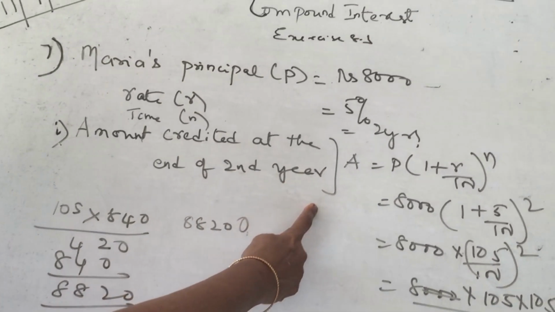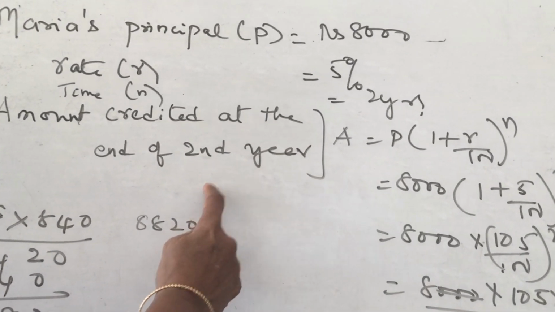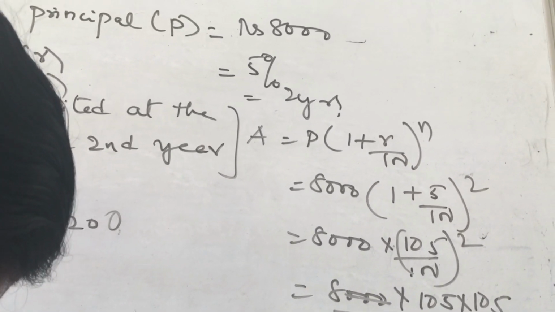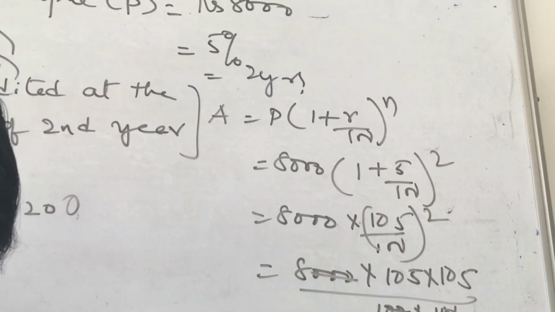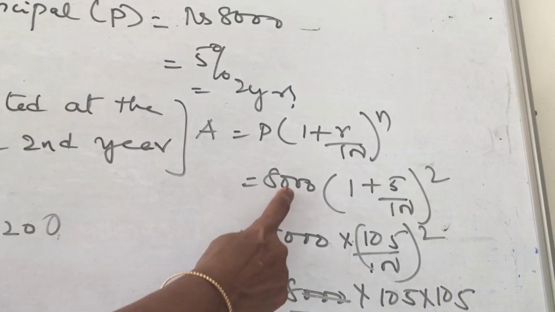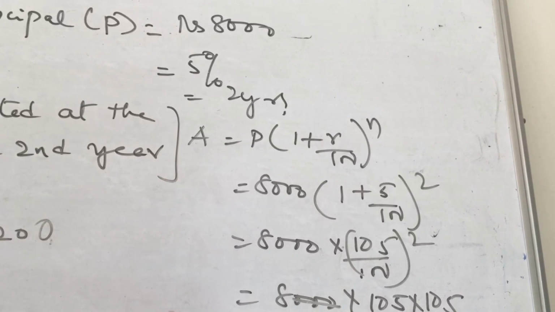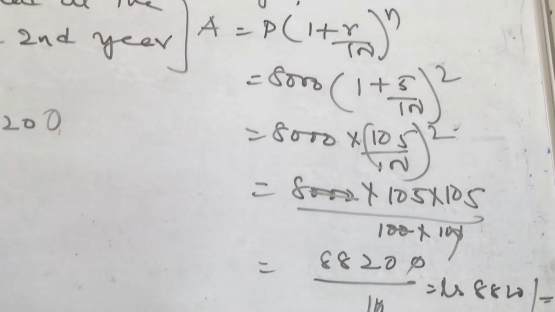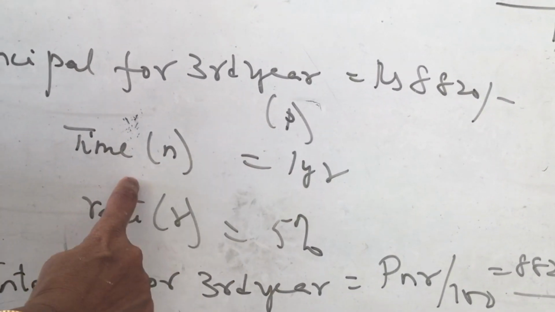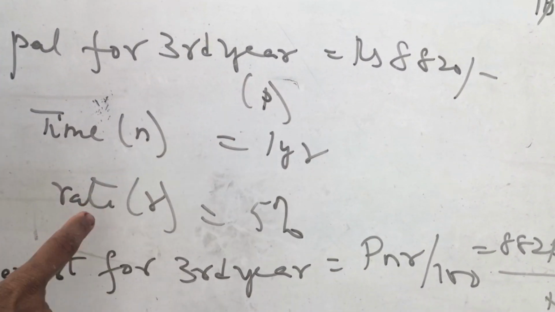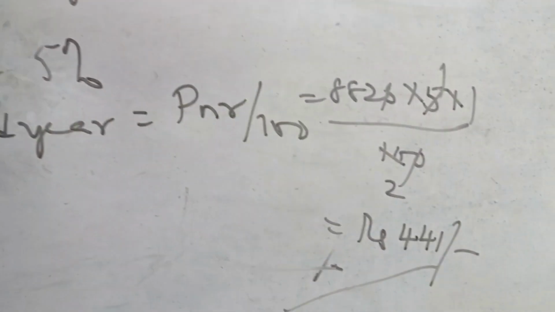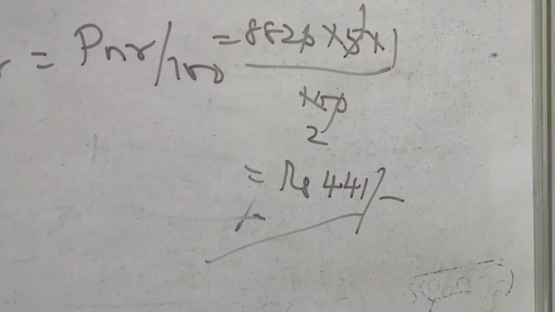Amount at the end of the second year, compounded annually. Use the formula for amount at CI. The amount at the end of the second year becomes the principal for the third year. They asked only at the end of 1 year, children. The time n is equal to 1 year and the rate r is 5%. So interest for the third year is PNR by 100.